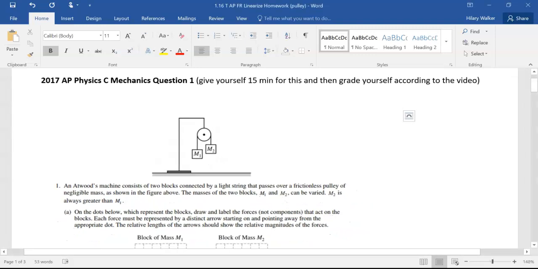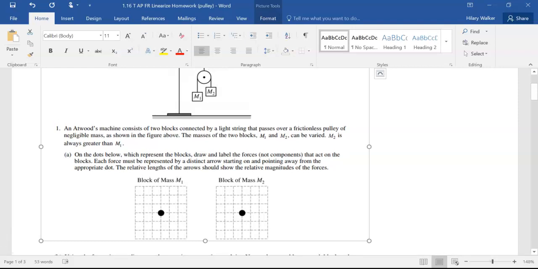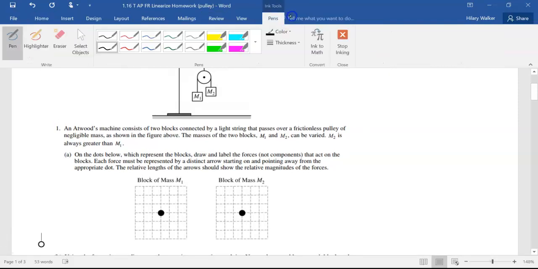Okay, so let's go ahead and look at it. Look at this problem. Looks like a pulley system, an Atwood machine. We have to draw a free body diagram, block of mass M1 and M2. We love drawing free body diagrams. There's a rope attached to both of them, so there's going to be tension pulling upwards. I'm just going to call it T, and both of them have gravity acting on them as well. So we have FG going down.